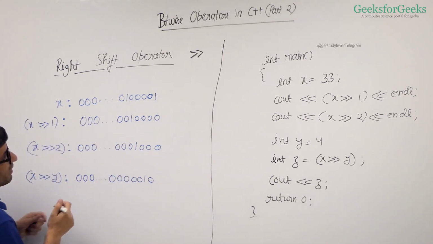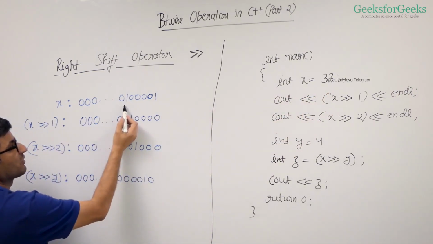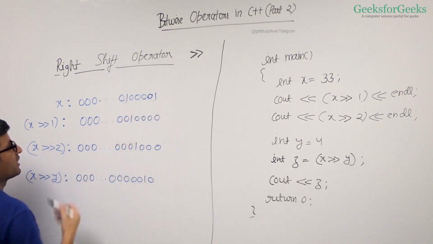Let's see with this example. We have x equal to 33. This is the binary representation of 33. 1, 2, 4, 8, 16, 32, 32 and 1, 33.